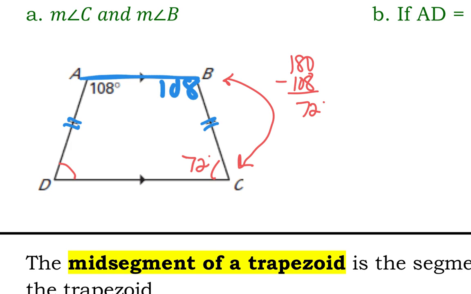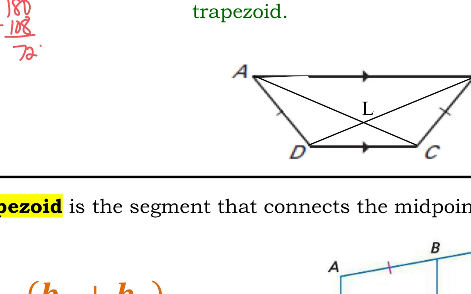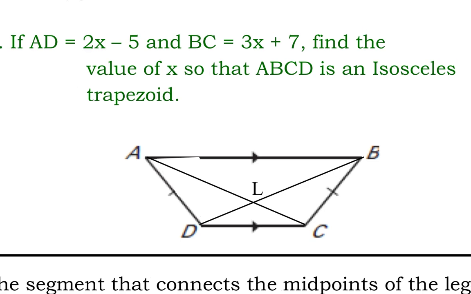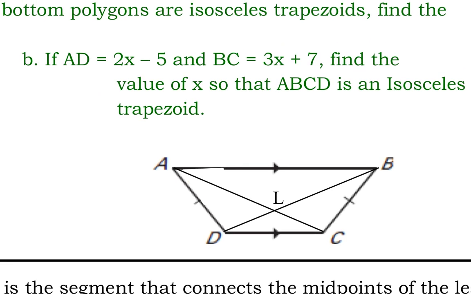All right. Let's go over to the right side. All right, it says if A to D is 2x minus 5 and B to C is 3x plus 7, find the value of x so that ABC is an isosceles trapezoid. So anytime it's read like that, so that it's an isosceles trapezoid, that means you're using one of the properties. What would be true about A to D and B to C? They're congruent. So I'm not going to make you solve it. We are going to set it up. This is how you would set up this problem and solve.